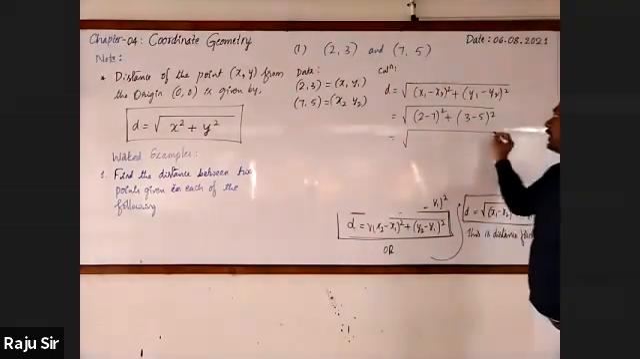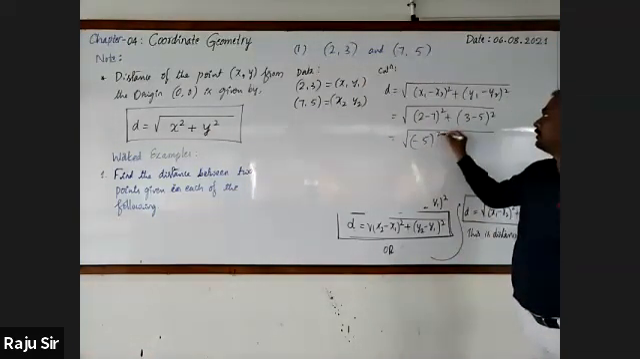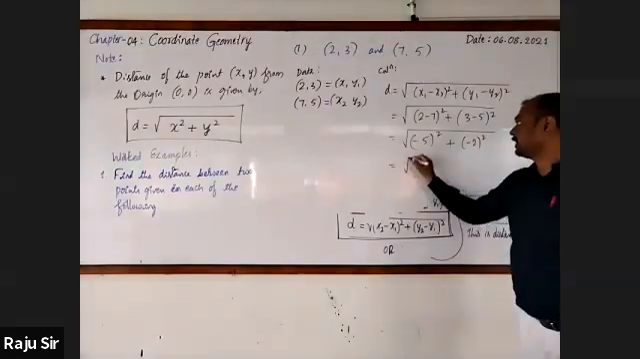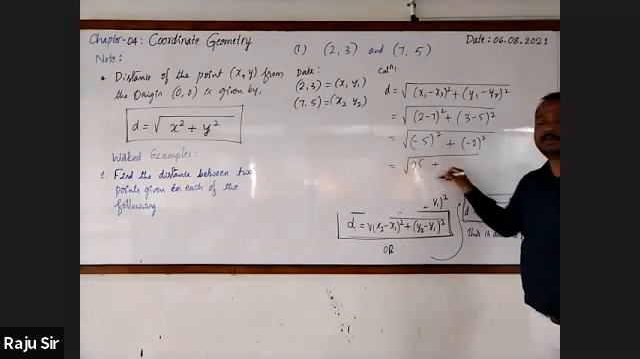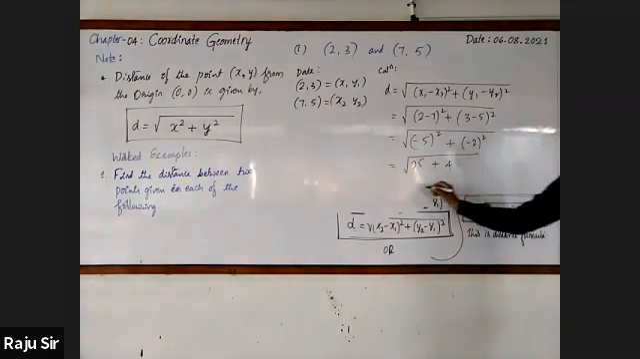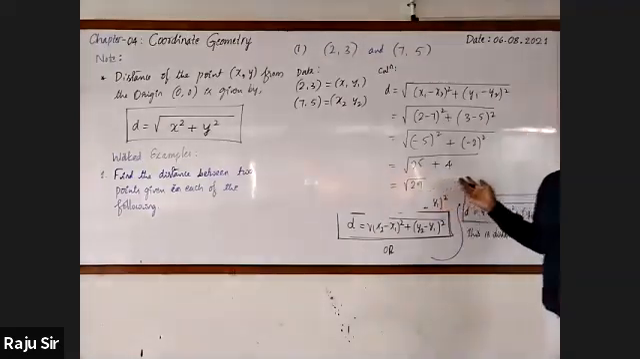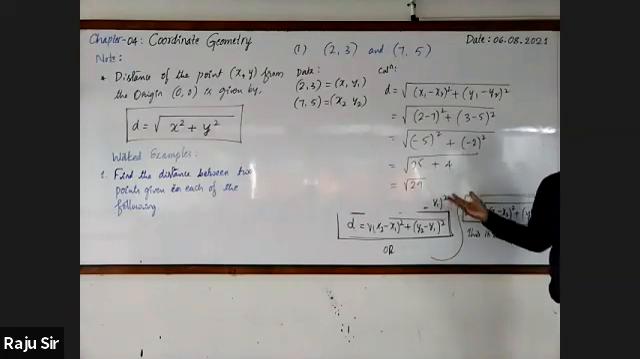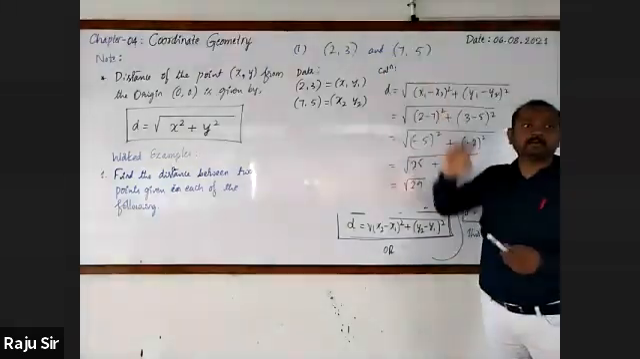It's equal to square root of 2 minus 7, which is minus 5, whole square is 25, plus 3 minus 5, which is minus 2, whole square is 4. 25 plus 4 is 29. So it is square root of 29 units. Further simplification is not possible. Right? So this is the distance between the given points.